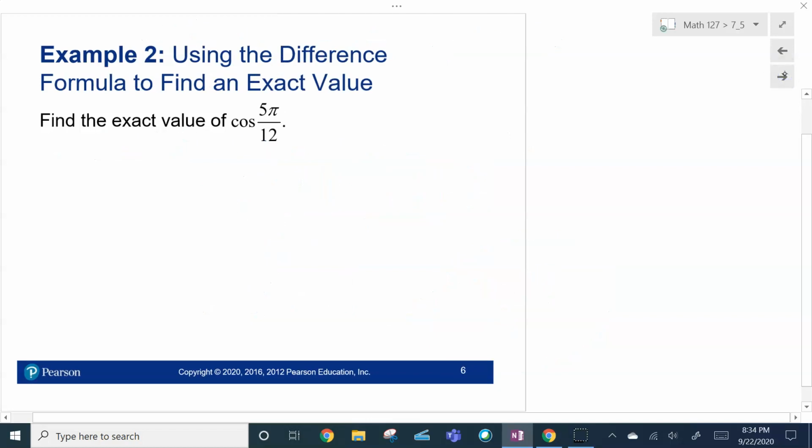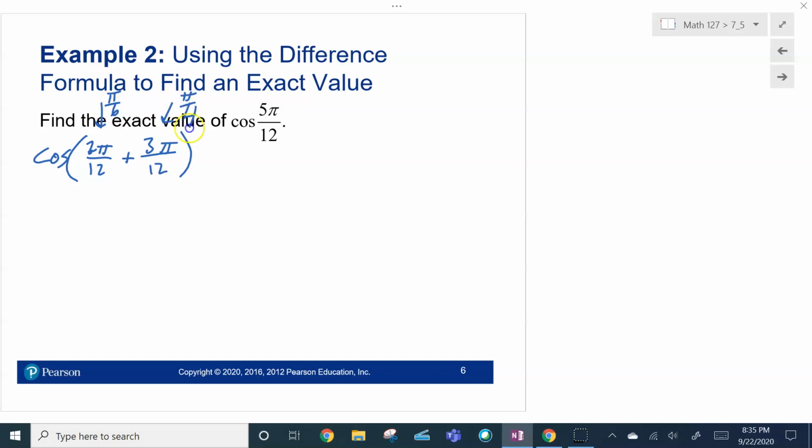Alright, how about 5 pi 12ths? Cosine 5 pi 12. So again, you're thinking to yourself, well, gosh, do I have a sum or a difference on my unit circle of a couple of angles that will either sum up to 5 pi 12ths or whose difference is 5 pi 12ths? And I say, well, gosh, yeah, isn't pi 6 the same as 2 pi 12ths? There's pi 6. So 2 pi 12ths plus 3 pi 12ths would work. That's our pi 6. That's our pi 4.